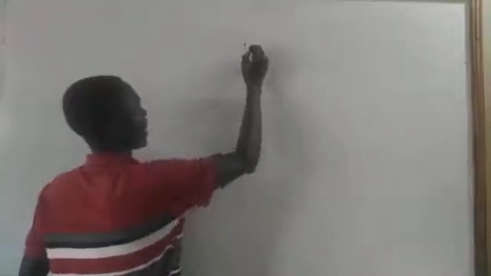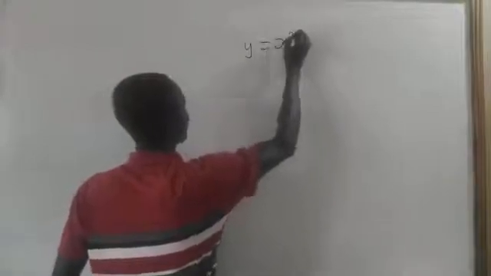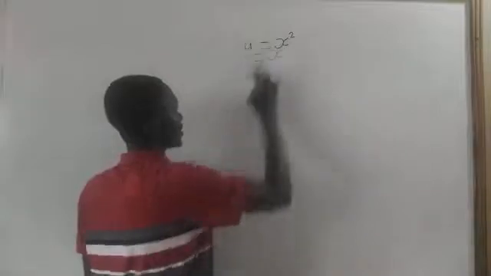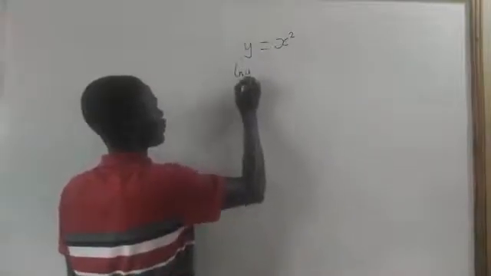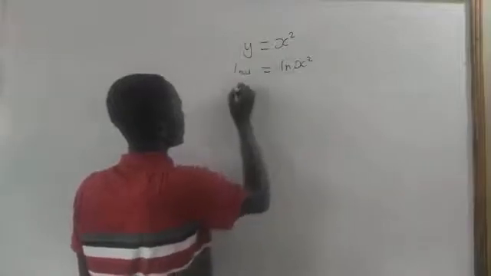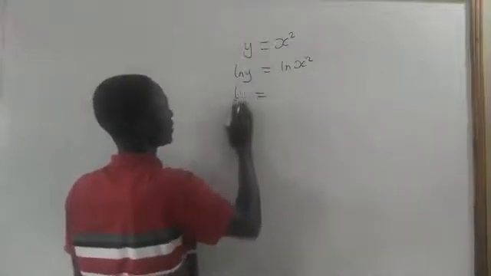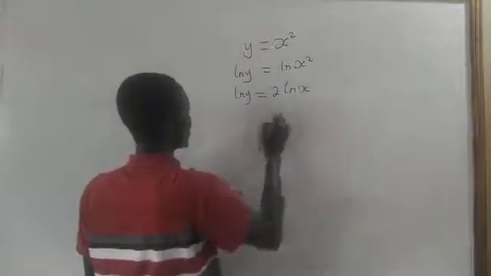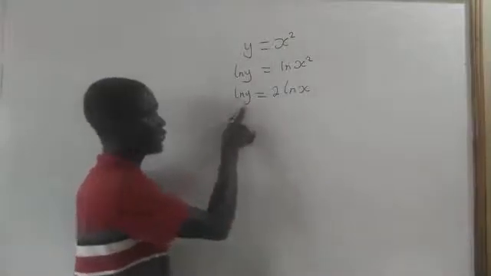Look at this one. If I have y equal to x squared and I want to differentiate, I can take natural log of both sides. That is, natural log of y equal to natural log of x squared. Natural log of y equal to 2 times natural log of x. Here we are differentiating implicitly.